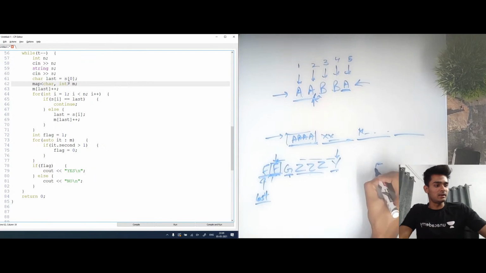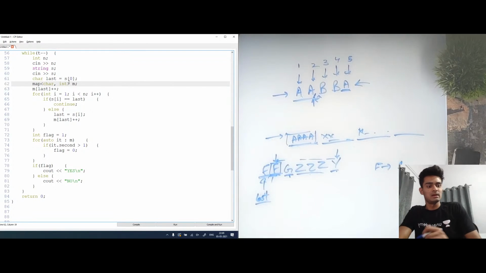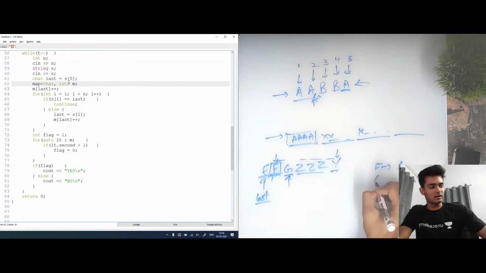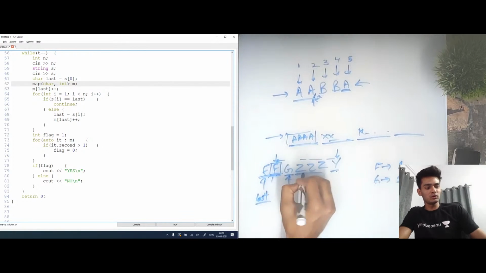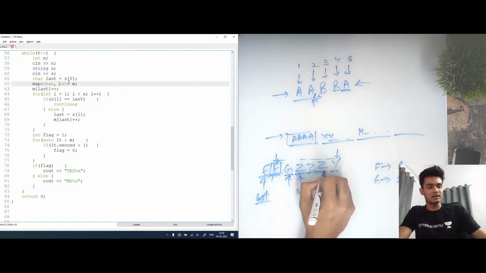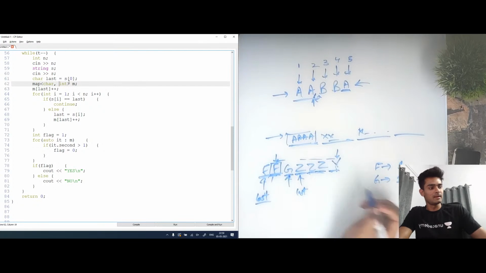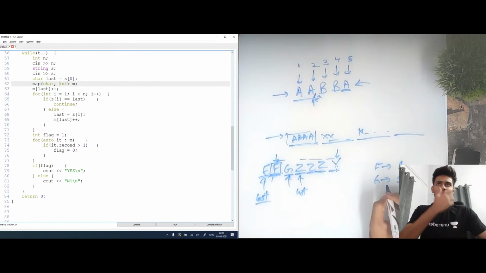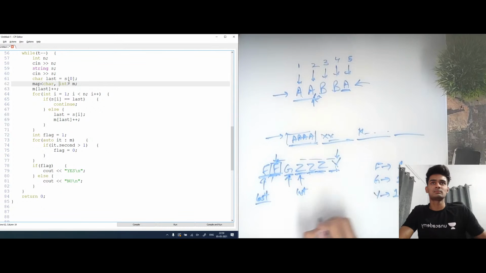So basically for f, I'll have a count of 1. Then I'll move to G, I'll have a count of 1. Then I'll come on to the first Z. This will become my last now. And then I'll skip the Z, I'll skip the Z. Then when I reach this Y, I'll just make this y as 1 as well.